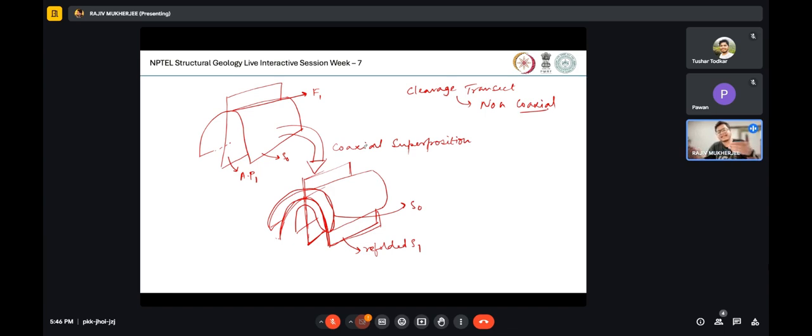Asymmetric folds tend to be non-coaxial. So if you have non-coaxial deformation, then only the cleavage planes will not remain parallel, and the angularity between successive cleavage planes is the concept of cleavage transection. Transection means they are intersecting each other at an angle. They are not parallel. So it is essentially related to non-coaxial deformation.